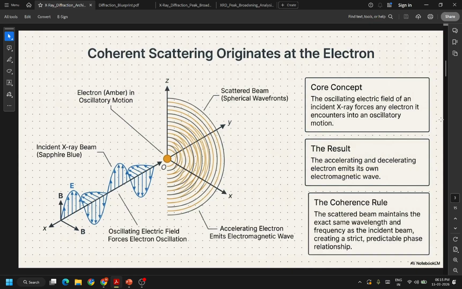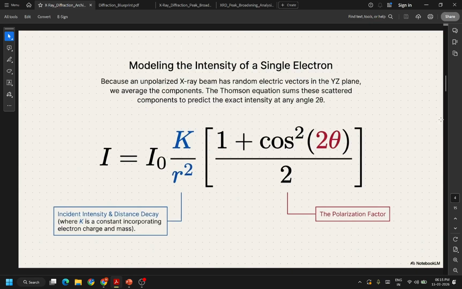So it creates a strict and predictable phase relationship between the scattered beam and the incident beam, which we can then use for our diffraction analysis. Because an unpolarized X-ray beam has random electric field vectors in the YZ plane, we will average the components, and the Thomson equation will sum these scattered components to predict the exact intensity at any angle 2 theta.